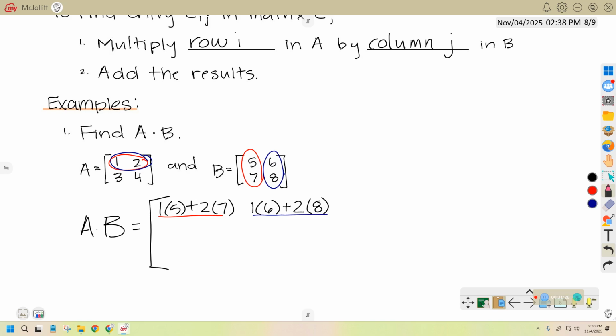I like pink. Next entry. This guy here. Which row and column am I in? Who can tell me? Second row, column 1. Good. Second row, first column. So 3 times 5 plus 4 times 7.